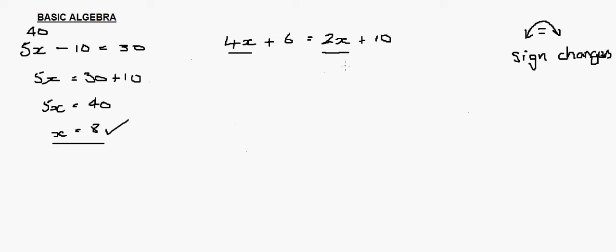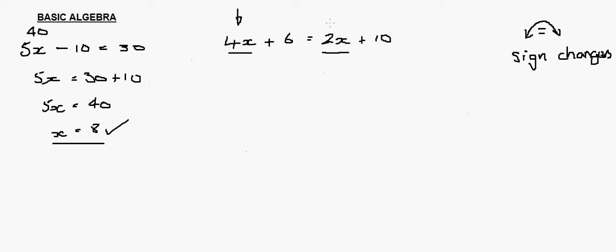Now we want to make things as easy as possible. Okay, maths is not about making things complicated. Maths is about trying to make things as simple as possible. I know you probably don't believe it, but it's true. Now my biggest value of x is here. Yeah, 4x is bigger than 2x. So what I'm going to do is collect all my x's to one side and all numbers to the other.